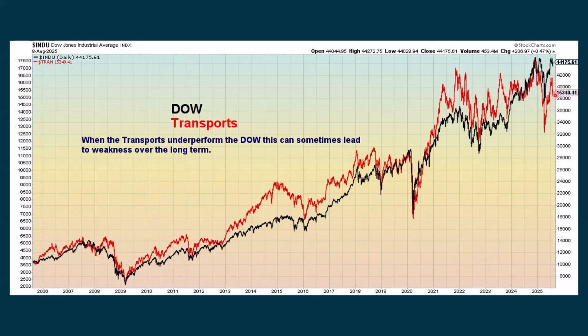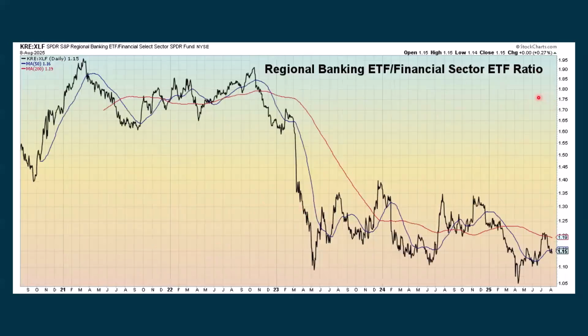They bounced up a little bit on Friday, but they're continuing to underperform the Dow itself. Then we look at regional banks, which are smaller banks, and do a ratio with the financial sector. And we're still not looking really solid here. We're coming back down to the 50-day moving average, but we're in a downtrend. We got back up to the 200-day moving average and then started to come down with this overall ratio. We're a little bit concerned.